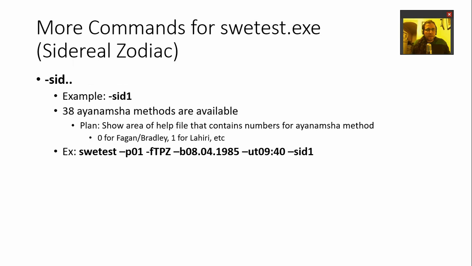Next up is the sidereal zodiac. So to display sidereal instead of tropical, just do -SID and then a code for which Ayanamsha method you want. For example, -SID1, I'm sorry, SID1 is for Lahiri. If you did 0, that'd be for the Fagan-Bradley, etc.